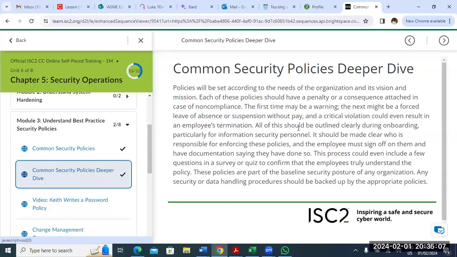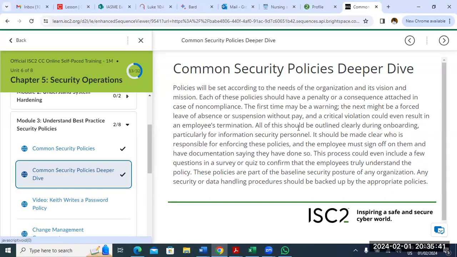Each of these policies should have a penalty or consequence attached in case of non-compliance. When there are policies, there will always be, when there are infractions, something that should follow. The first time may be a warning. The next might be a forced leave of absence or suspension without pay. And a critical violation could even result in an employee's termination. So these are consequences. Let's be very careful.